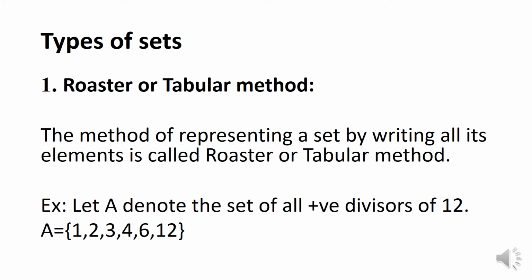So there are two types of sets. Among the two types, first one we have the roster or tabular method. The method of representing a set by writing all its elements is called roster or tabular method. Example, let A denote the set of all positive divisors of 12. So we write the set A equal to {1, 2, 3, 4, 6, 12}. These 6 numbers are the positive divisors of 12, which makes the set A.